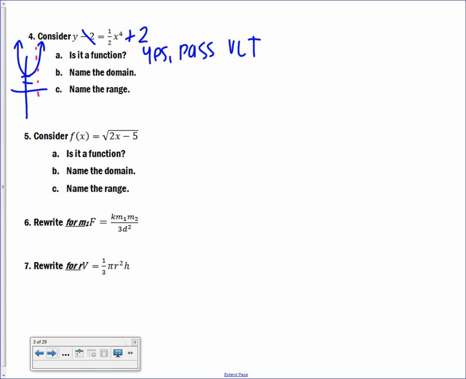Okay, state the domain. Domain is left to right. So as I start on the left and go to the right, I see it everywhere. So x is all reals. The range starts at the bottom, goes to the top. So that'd be y greater than or equal to 2.